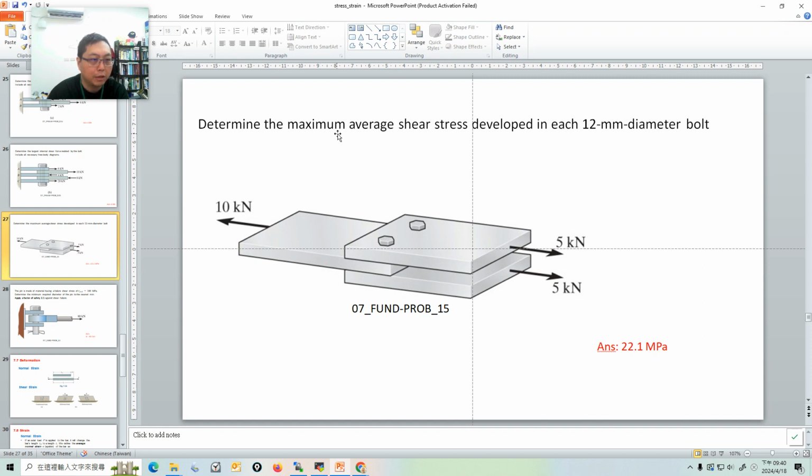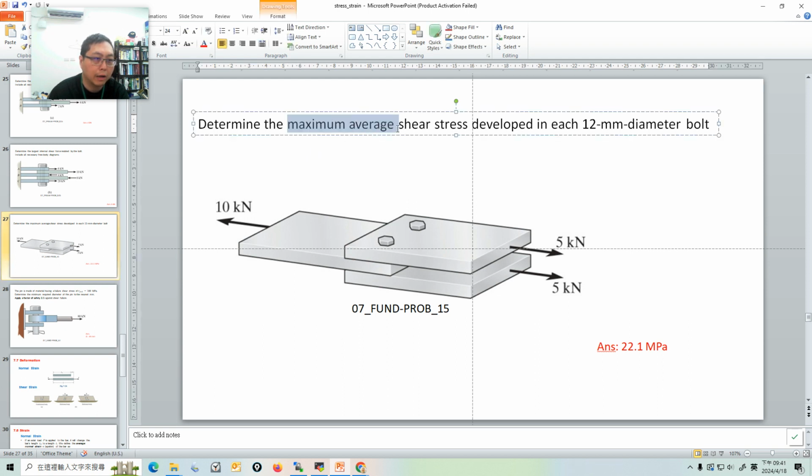It says to determine the maximum average shear stress developing in each 12 millimeter diameter bolt. So it gives you the diameter of the bolt, and you can use this to calculate the area of the bolt. Shear stress is shear force divided by the area. So to determine the maximum average shear stress, you have to find the maximum shear force. Maximum shear force leads to the maximum shear stress because the area is the same.